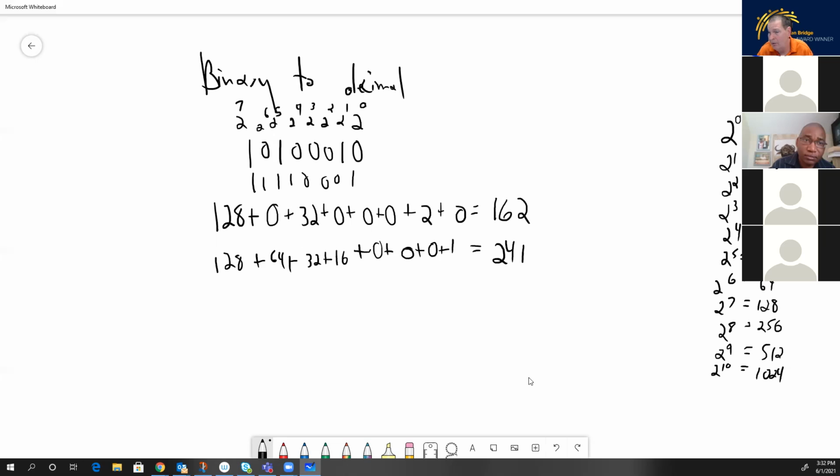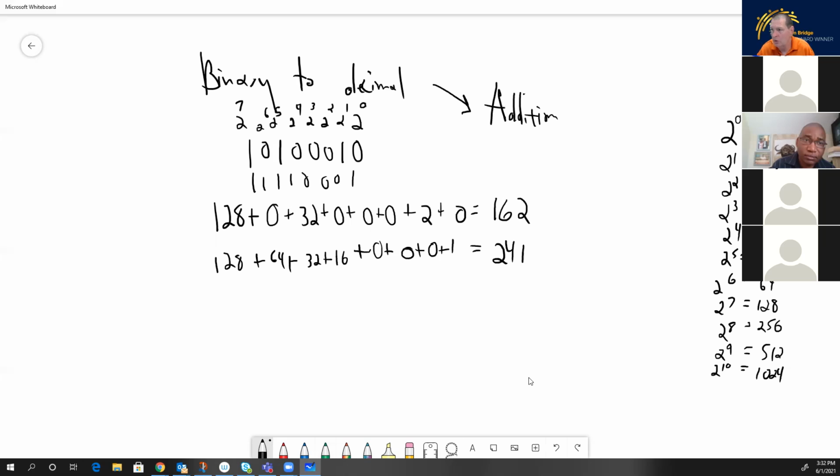So binary to decimal, we use the addition method. Pretty simple. Questions about it? This is called the addition method, to convert.